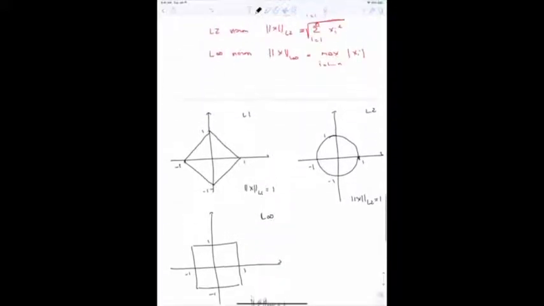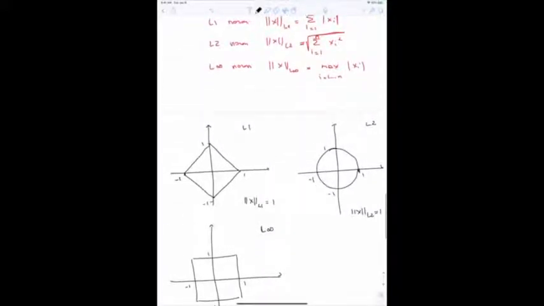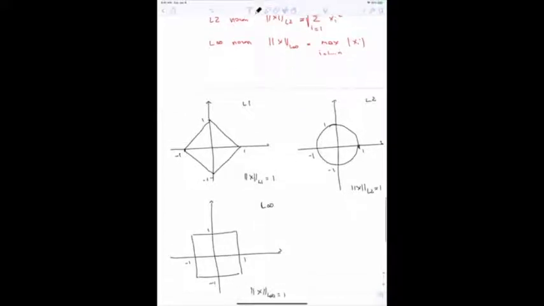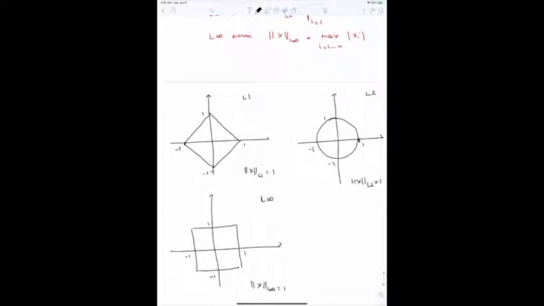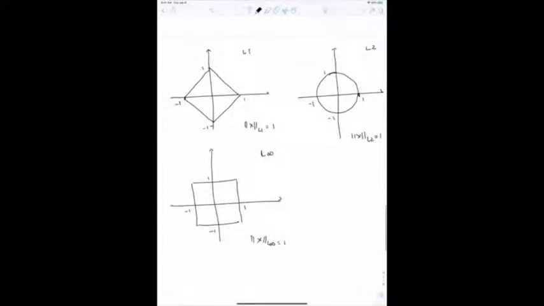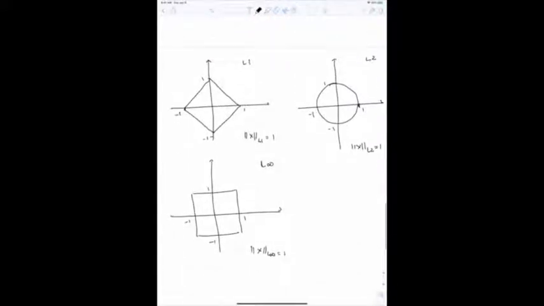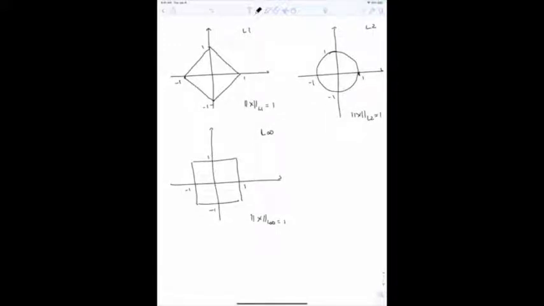The first one is defined by the sum of the absolute values of the coordinates. The second one by the sum of the squares of the coordinates. Since you're taking the square, there's no need to take the absolute value. And then the third one is defined by the maximum of the coordinates.